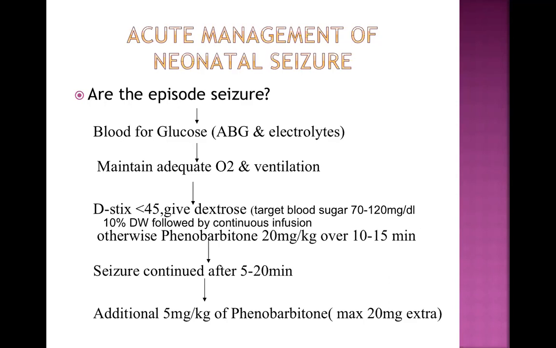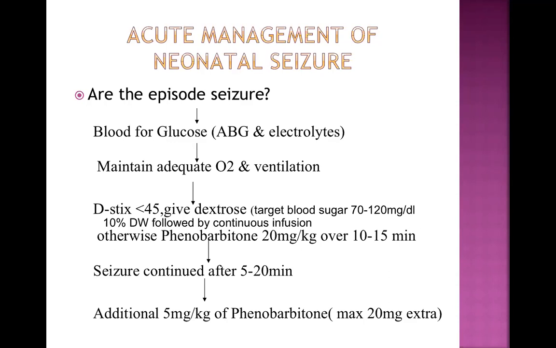If the dextrostix reading which you have done inside the ward or in the clinic is less than 45, that means hypoglycemia is there. So give dextrose or sugar, and your target blood sugar should be between 70 to 120 milligram per deciliter or even more than that. After giving dextrose as a bolus, you will give dextrose 10% by continuous infusion. This is how a seizure because of hypoglycemia is managed.